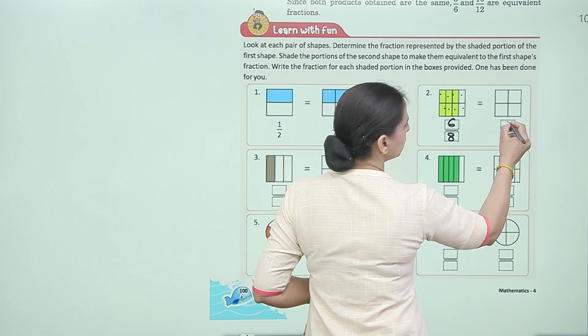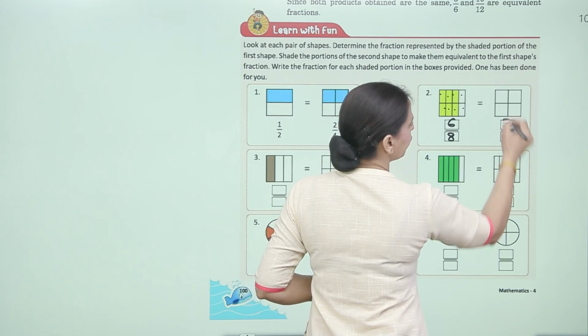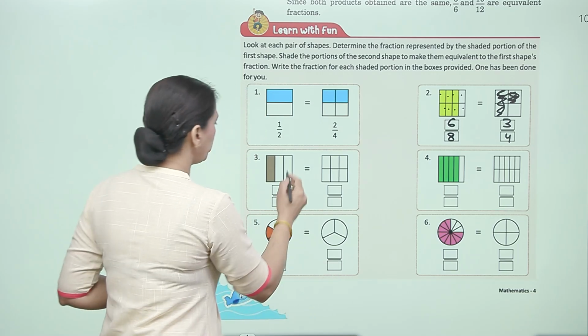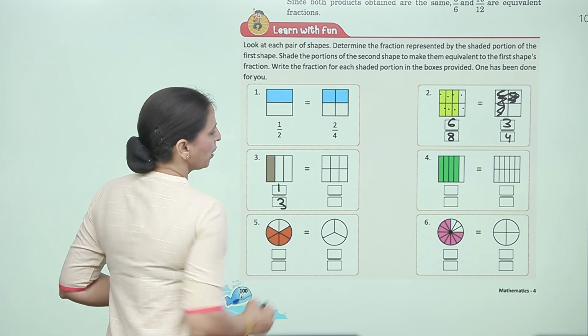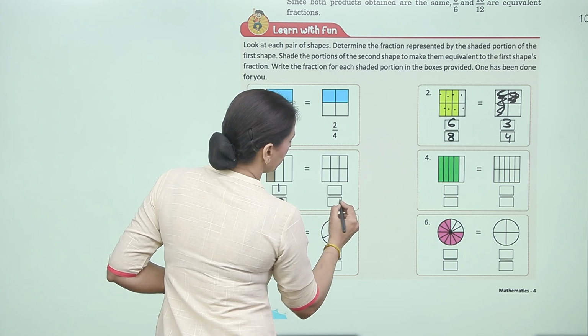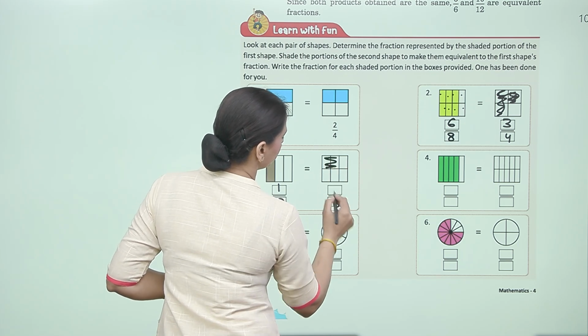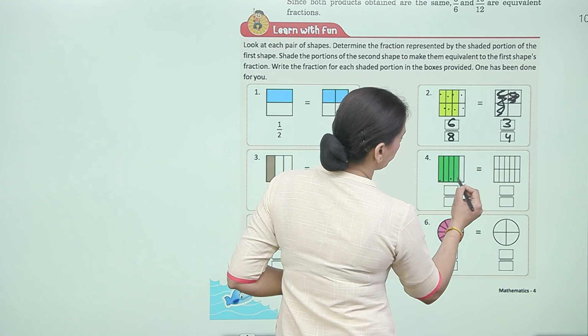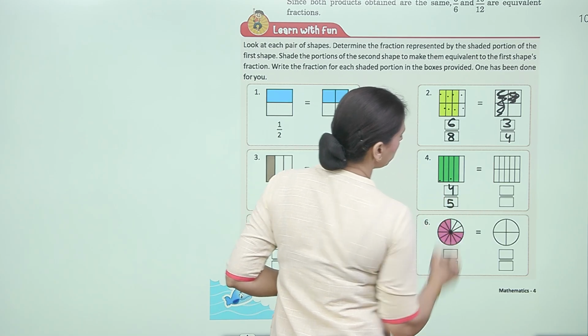So that is 3 by 4. 3 we have to color. Now next is 1, 2, 3. 1 upon 3. Now 1 upon 3. 1, 2, 3, 4, 5, 6. 6 and 2 are colored. 2 by 6. Next 1, 2, 3, 4, 5. Total is 5. 4 are colored.